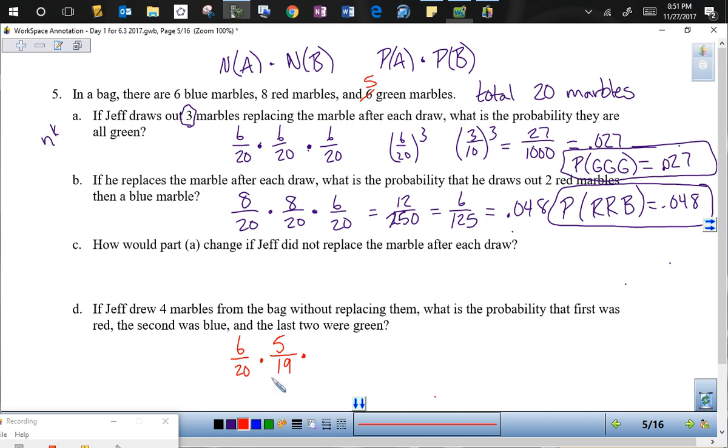On the third draw, again, now 2 marbles are out of the bag, so we only have 18, and 2 of the green ones are gone, so we're only left with 4.